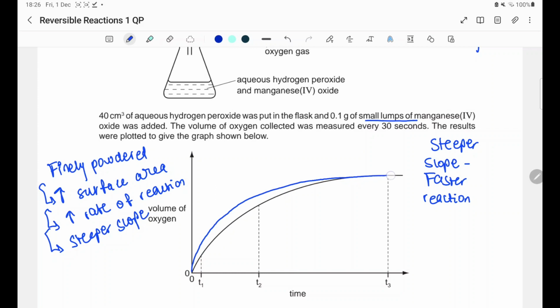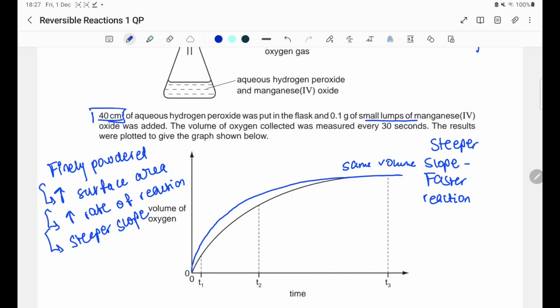You guys have to make sure that you have the same volume, because you're still using the same amount of hydrogen peroxide. You're still using 40 centimeter cube of hydrogen peroxide. So it will be used up at the same volume. You still have the same amount of your reactant. So you need to make sure that it ends at the same volume.